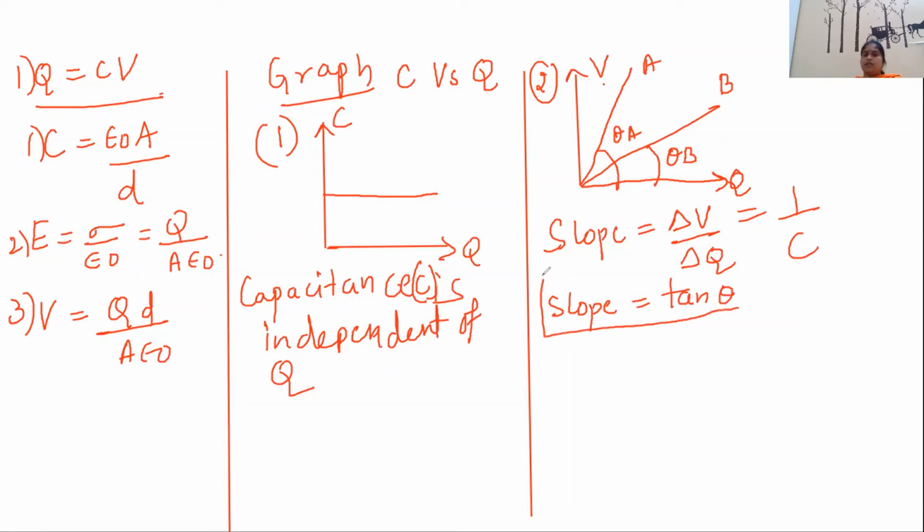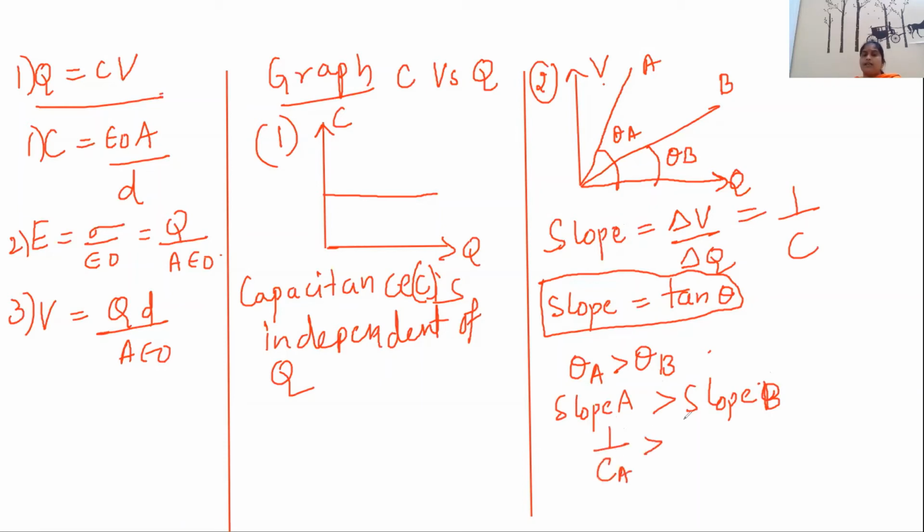This is a general concept. Now coming to the observation, we observe that theta A is greater than theta B. So obviously the slope of A is greater than the slope of B, because the tangent value increases as the angle increases. But what is slope? The reciprocal of the capacitance. So the reciprocal of the capacitance of A is greater than the reciprocal of the capacitance of B. So, crisscrossing, we get that the capacitance of B is greater than the capacitance of A. Like this, we can do one model of potential versus charge.